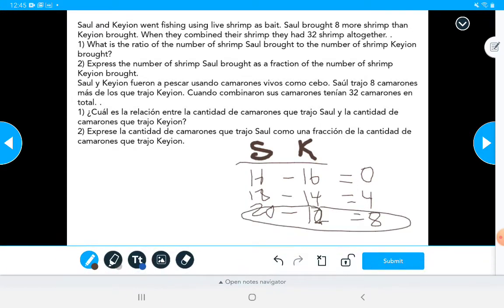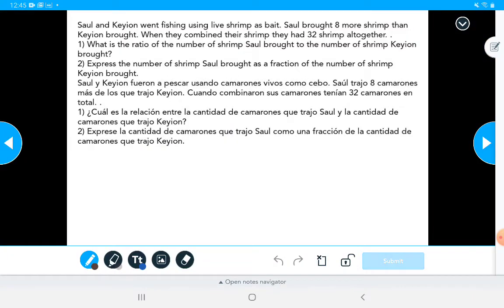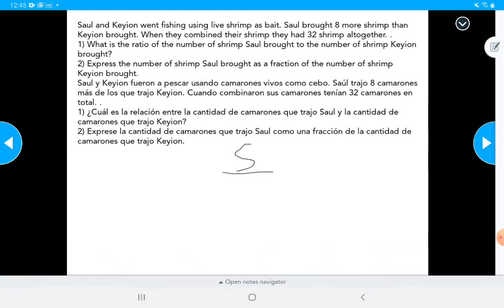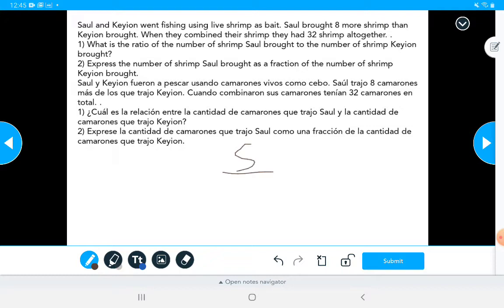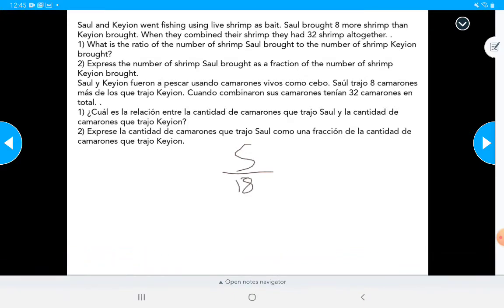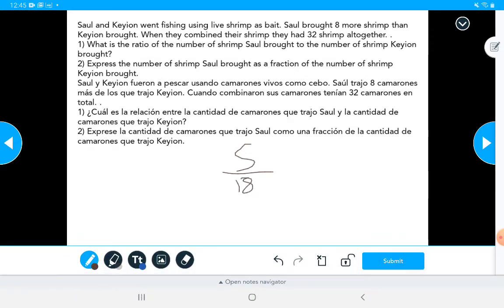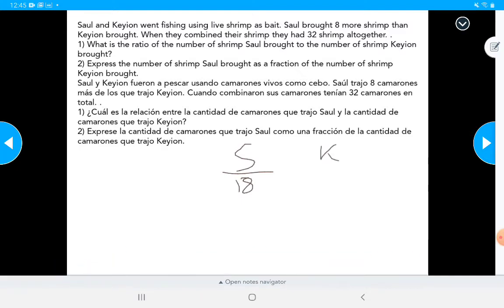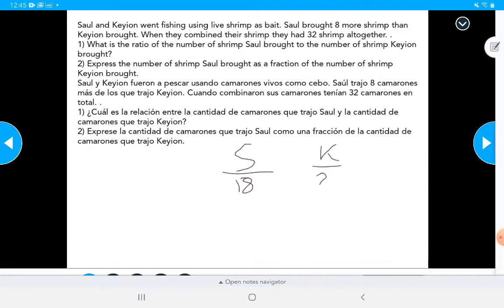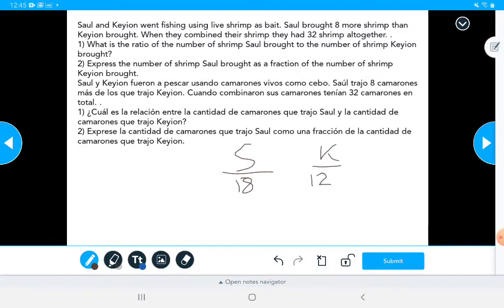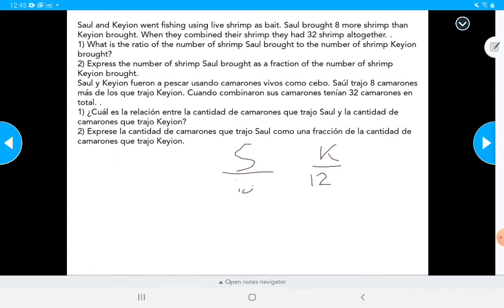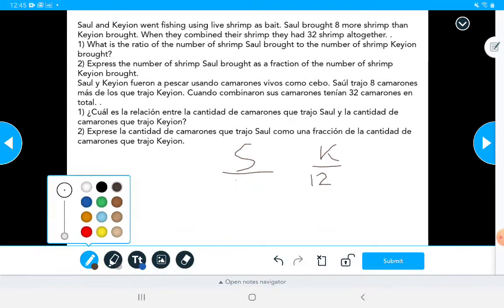Okay, so what I'm going to do is I'm going to see that Saul brought 18, and Keon brought 12. Oh, sorry, that's not accurate. So actually Saul brought 20.